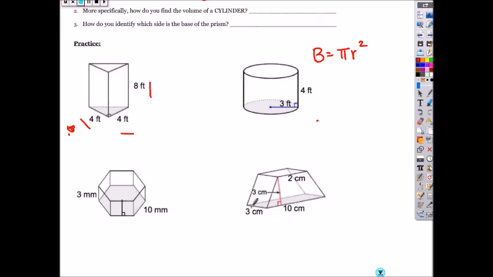Okay? So let's start with the first one. Volume equals area of the base times height. So first find the area of the base. It's a triangle, right? So it is lowercase b times height divided by 2. When you look at the triangle, it is base 4, height 4, divided by 2, which is 8.